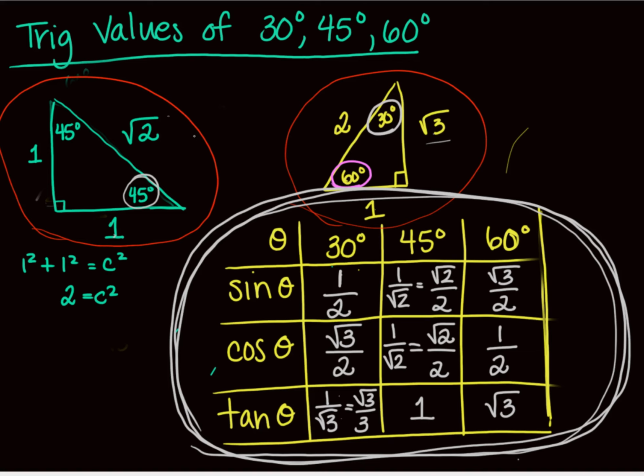So what if we didn't have 30, 45, or 60? The good thing is, and I won't spend too much time on this because we're almost 40 minutes in already, so what about not those? What about evaluating something like the sine of 47 degrees?